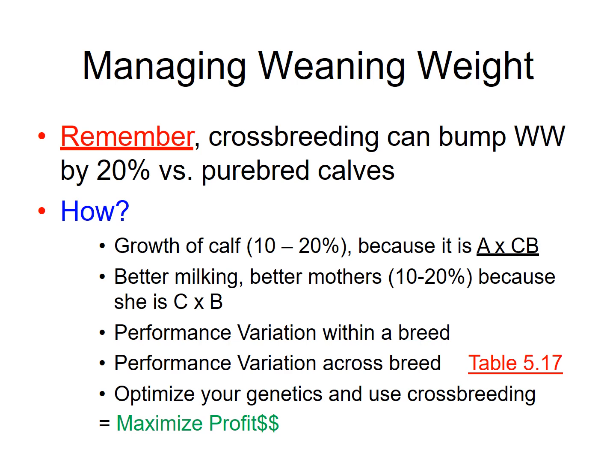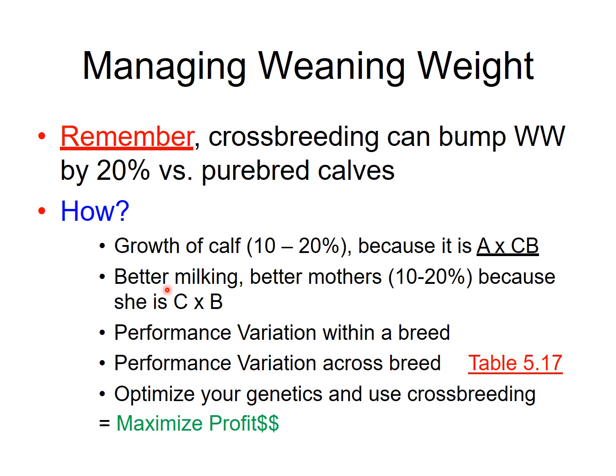A little bit more on managing weaning weight, reiterating the fact that crossbreeding can bump weaning weight by 20% versus purebred calves. Well, how's that possible? Well, the calves are crossbred. Okay, so it'll have a 10 to 20% higher weaning weight simply because it's an A by CB. So it's a 3-way cross. So mama's a CB and calf daddy is an A. So he's 50% A, 25%, 25%.